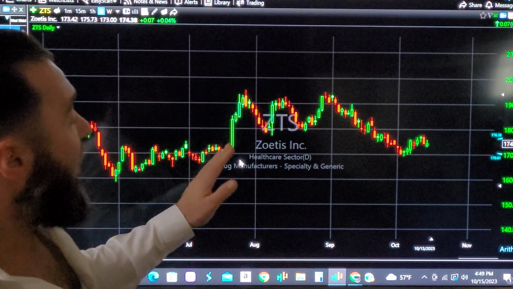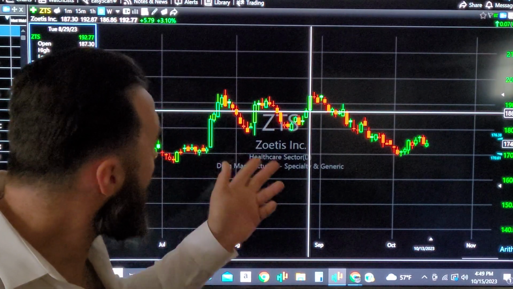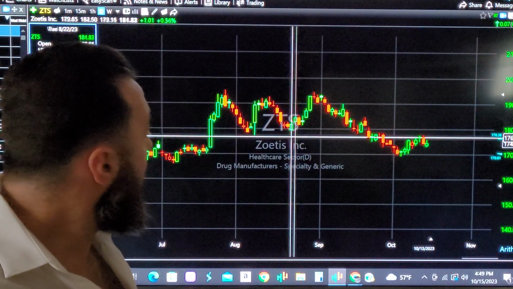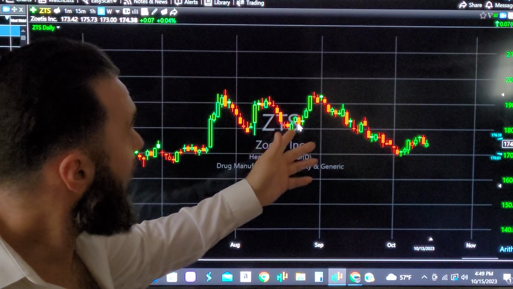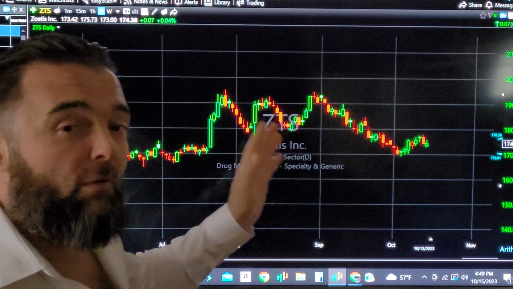So right here is your basic candlestick stock chart, right? We're on a daily chart, so each one of these is a day. Green means it closed green. Red means it closed red. And these are the candlesticks I prefer to use.